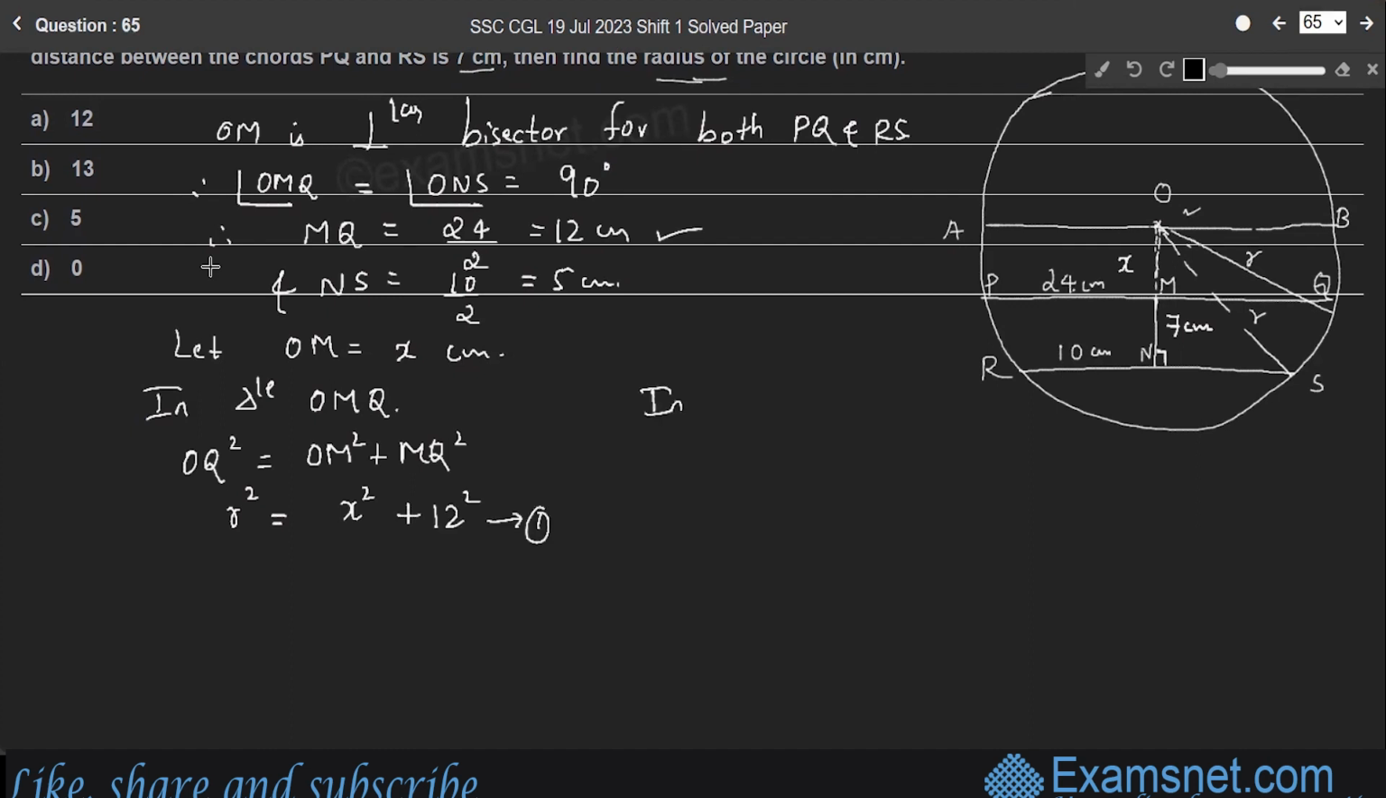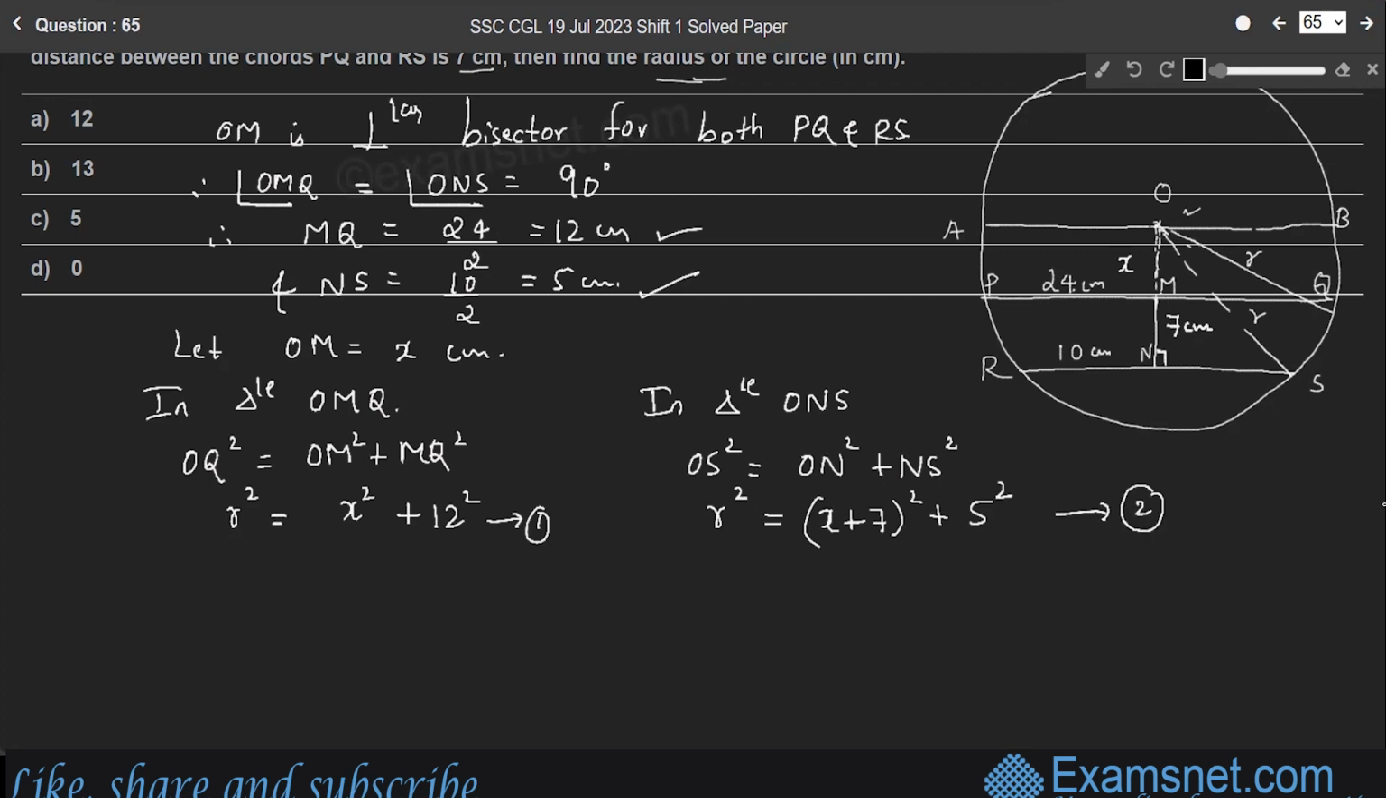Now in another triangle, in triangle ONS, hypotenuse square, which is OS square, is equal to ON square plus NS square. OS is the radius of the circle, equal to ON, which is x plus 7, the whole square, plus NS, which is half of RS, which is 5 centimeter, square of 5. Consider this as equation 2.